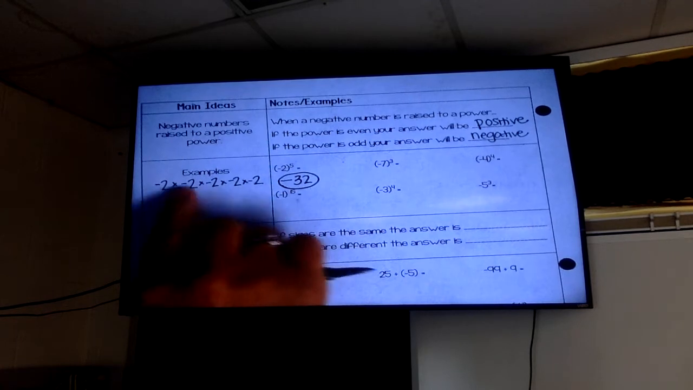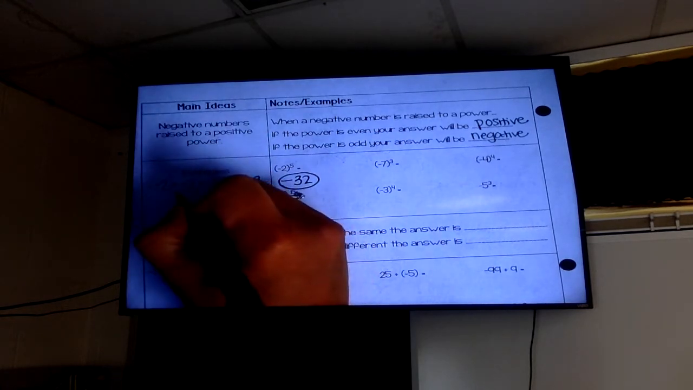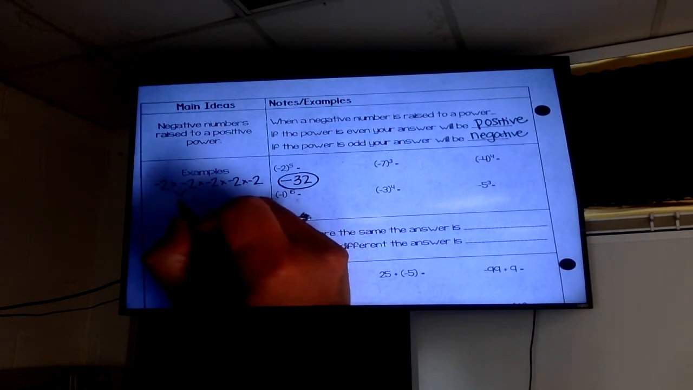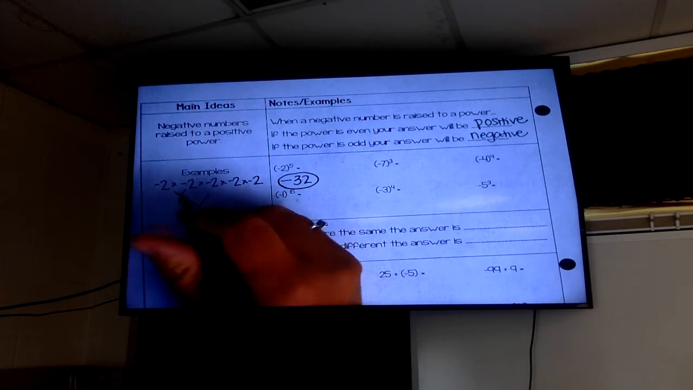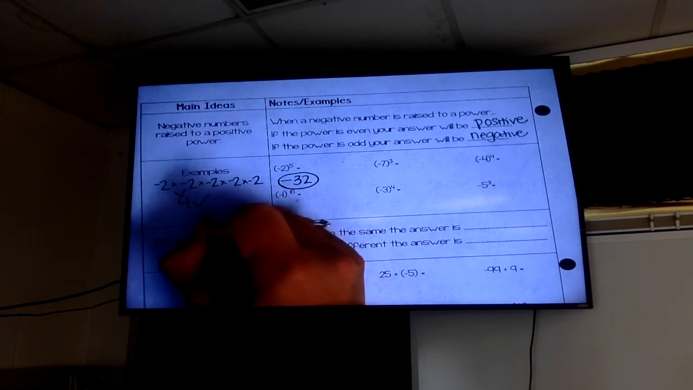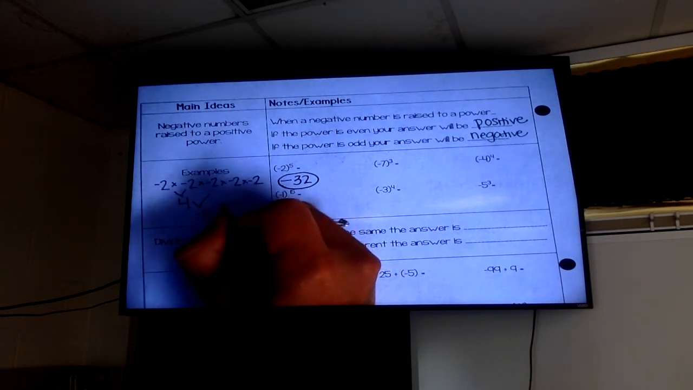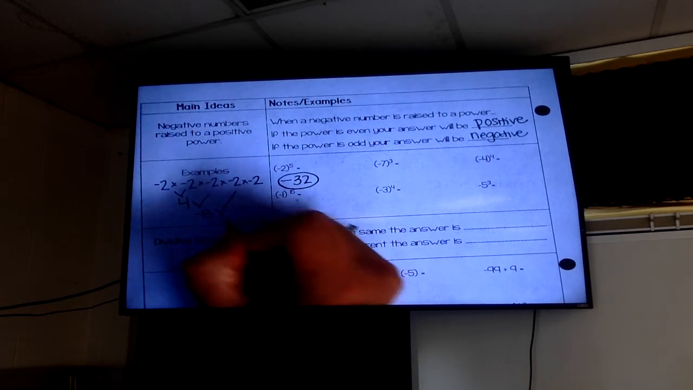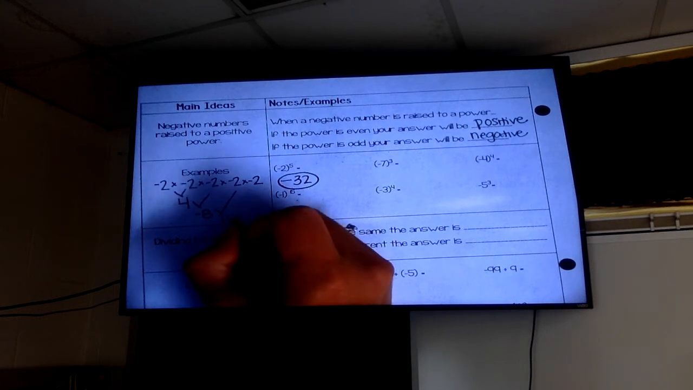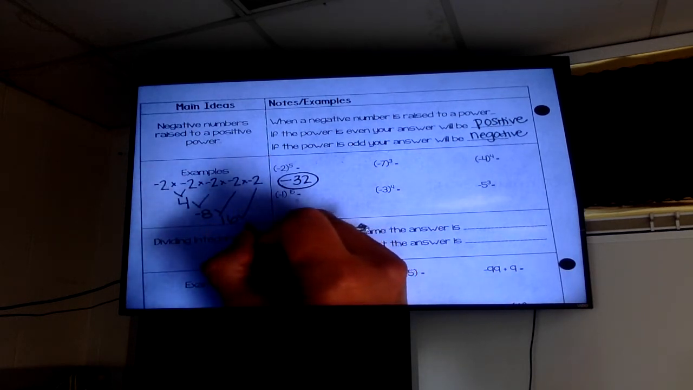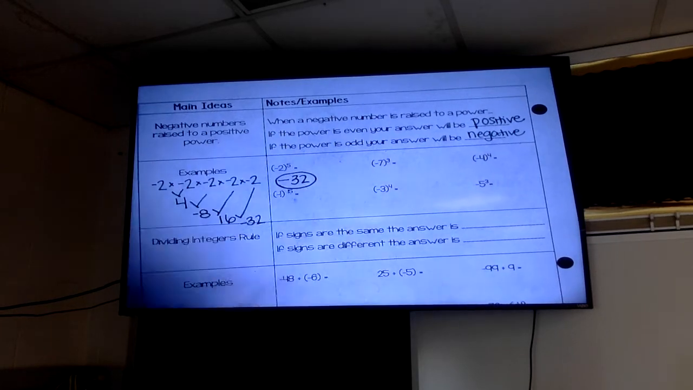I'm going to prove it to you over here. So if I did a negative 2 times a negative 2, I would get a positive 4. If I took that positive 4 and multiplied it by that negative 2, I would get negative 8. If I took that negative 8 and multiplied it by negative 2, I would get a positive 16. If I took that positive 16 and multiplied it by a negative 2, I would get negative 32. It just goes back and forth between negative and positive.